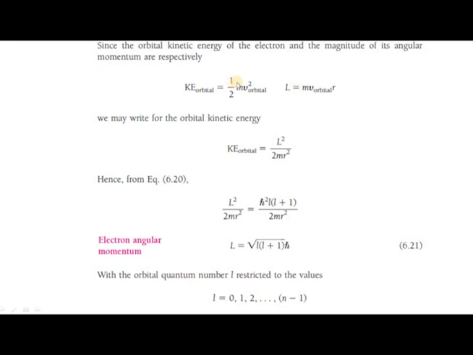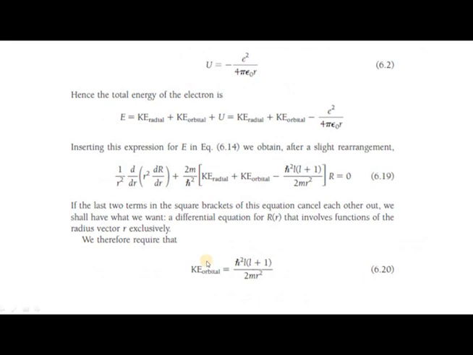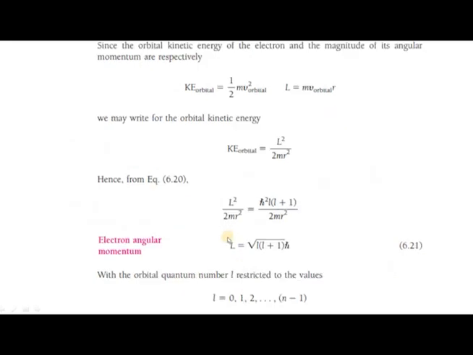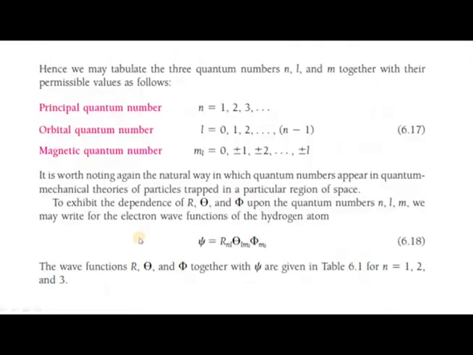So what do we do with this? Substituting L here, you will get an expression for orbital kinetic energy as L square by 2mr square. And we already have what is orbital kinetic energy. So L square by 2mr square is equal to h bar square into L into L plus 1 by 2mr square. So I can write L square is equal to h bar square into L into L plus 1, or L is equal to root of L into L plus 1 into h bar, and L can take value 0 to n minus 1. It is already written here. L can take value which is the orbital quantum number from 0 to n minus 1.